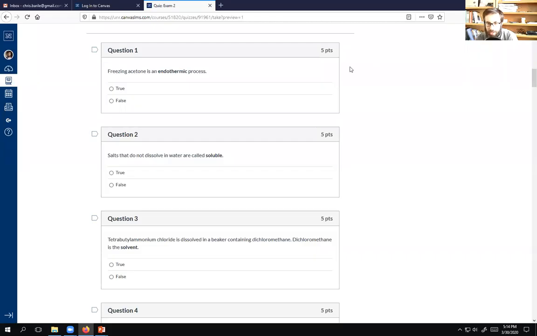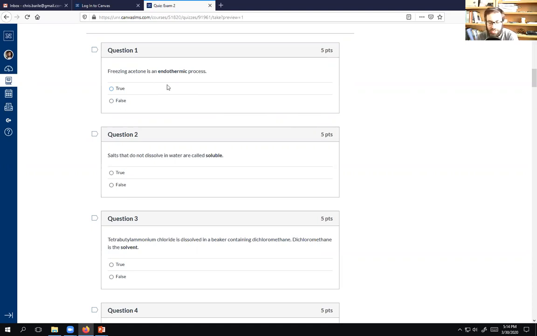All right, so this is going over the second exam. So question number one, freezing acetone is an endothermic process. First, let's think about what endothermic means, right? Endothermic means that heat is being absorbed by the system.